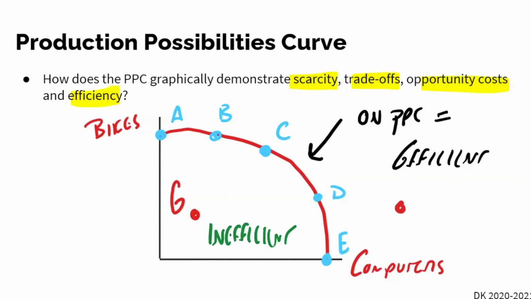Also, if they are outside the curve, they are also inefficient. So in other words, if at any point you are on the PPC, you are efficient. If you're outside or inside the PPC, you are inefficient. And really, if you're at point F, this is unattainable. You can't attain it. Why? Because you can't be more efficient than max efficient, and that's what the PPC represents. If you're on the curve, you are maximizing your efficiency.